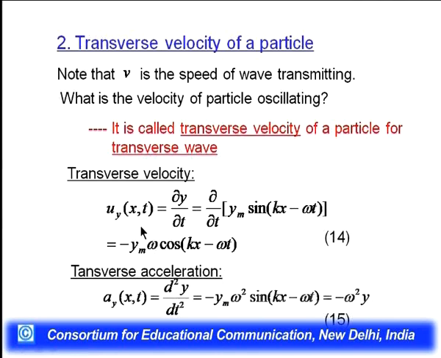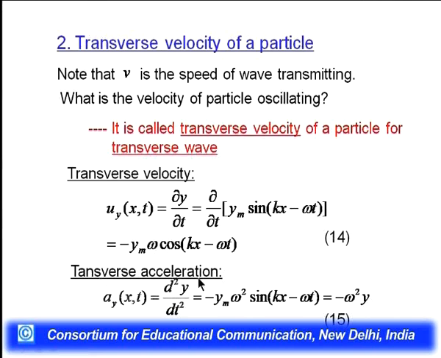The transverse velocity can be calculated as u_y, where y is the displacement of a wave which depends upon x and t, equal to del y by del t. Here we put y from the previous equation, which is y_m sin(kx - omega t), and differentiate, giving minus y_m omega cos(kx - omega t). The sine is converted into minus cos, as we are taking the derivative with respect to time t.